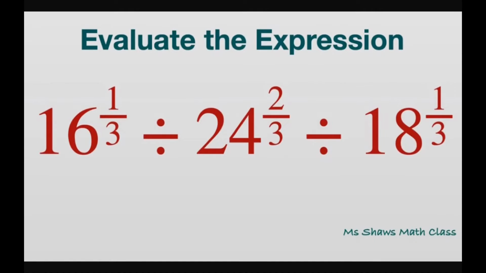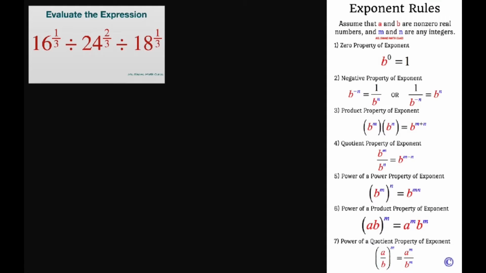Hi everyone. We're going to evaluate the expression 16 to the power of 1/3 divided by 24 to the power of 2/3 divided by 18 to the power of 1/3. So let's get started. We want to use some of these exponent rules, and our bases are all different. So the way I would start is to get some base 2's in here. I know that 16 is 2 to the power of 4. So I can rewrite this a little bit to get us started.